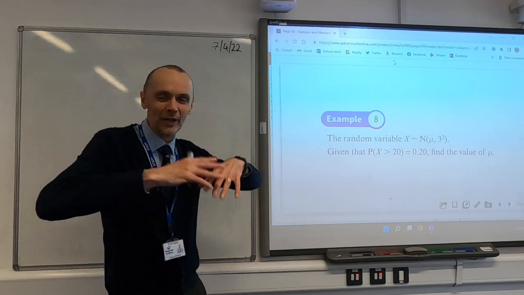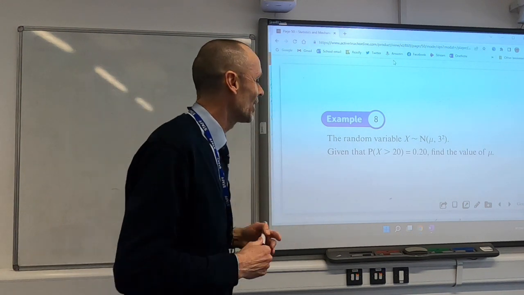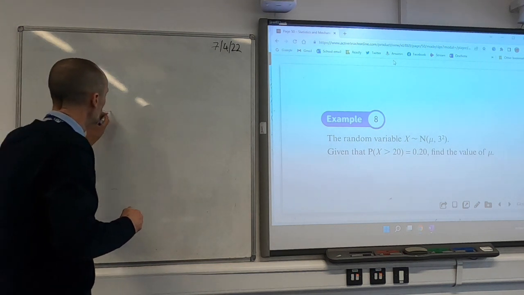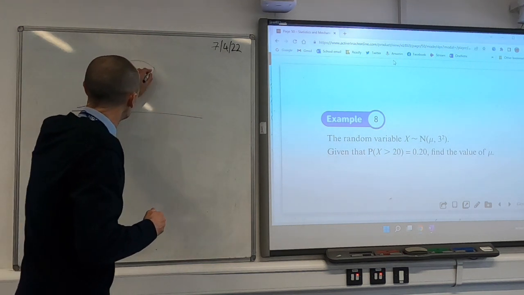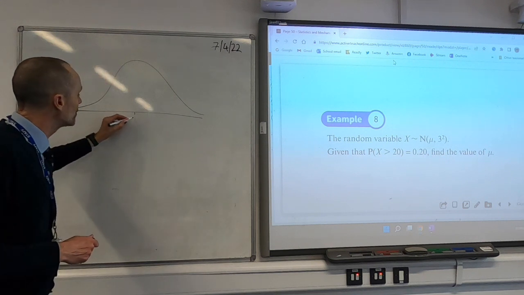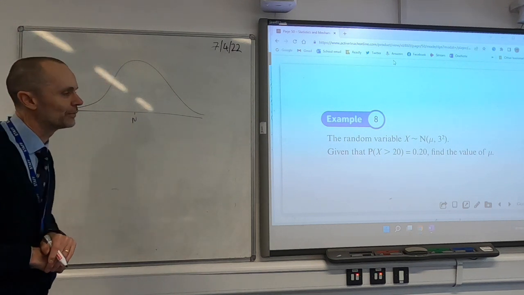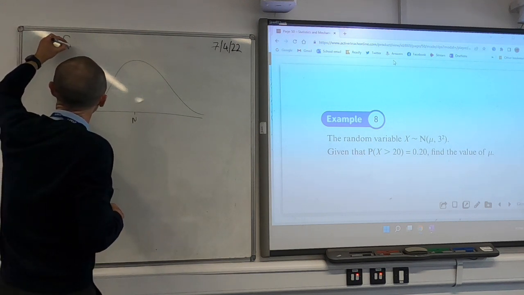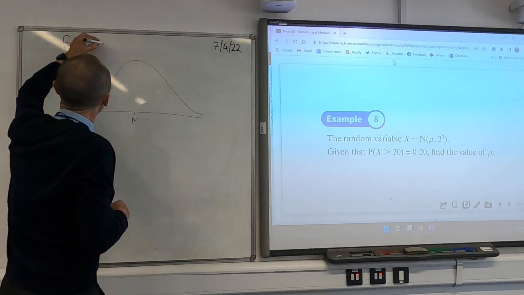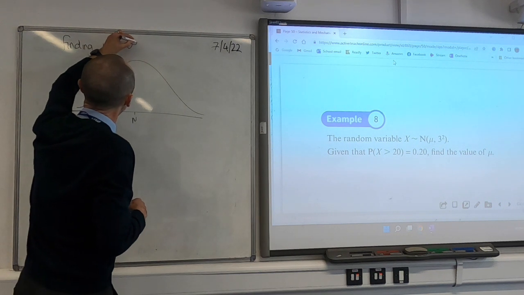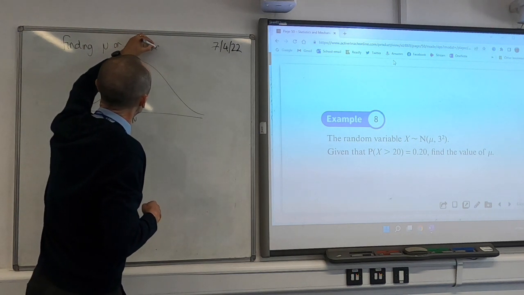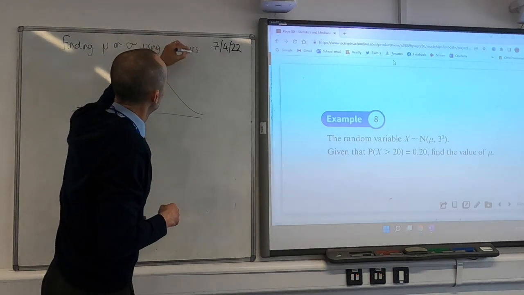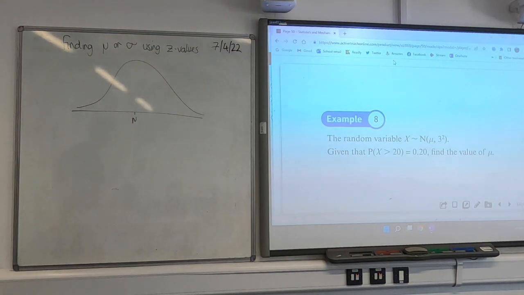So we'll embrace it. So I've got this random variable that is normally distributed, and I don't know the mean. Right, we need a title, don't we? So this is finding mu using z values. Remember, z values are the number of standard deviations away from the mean.